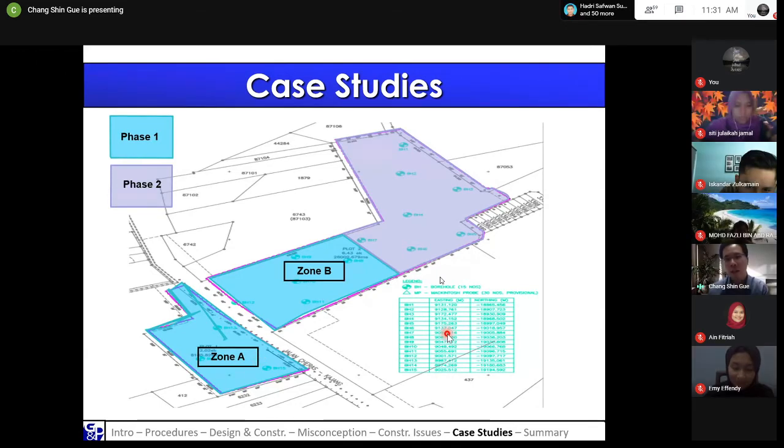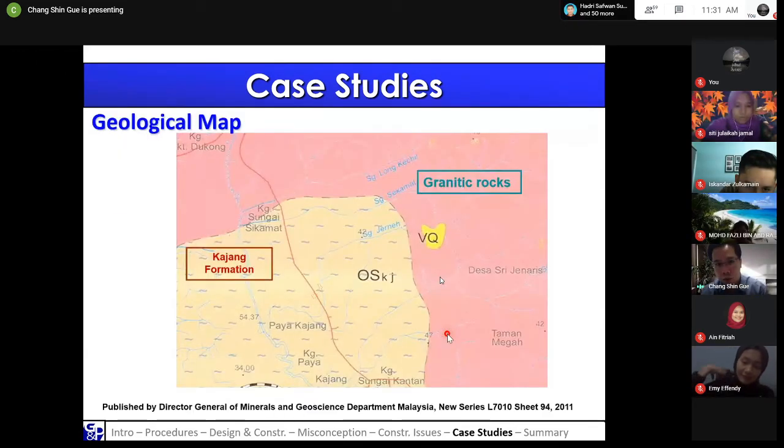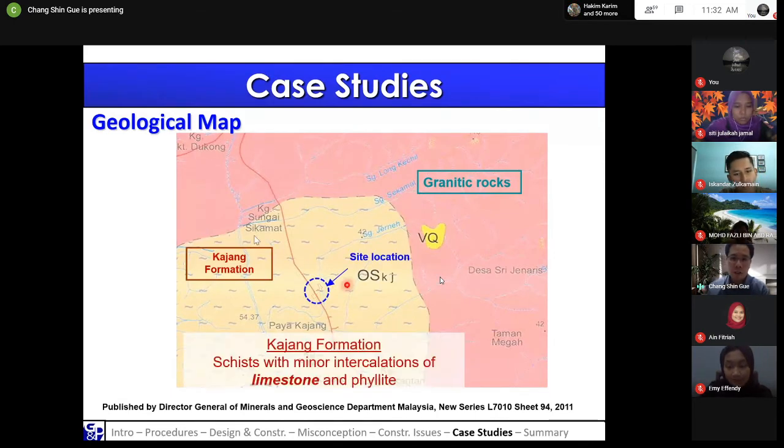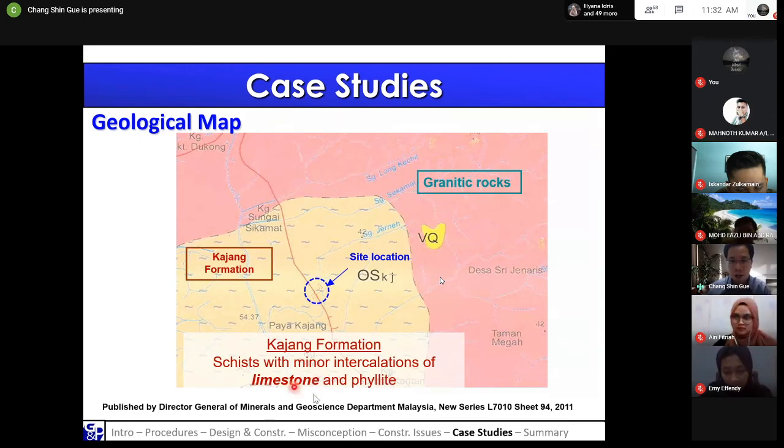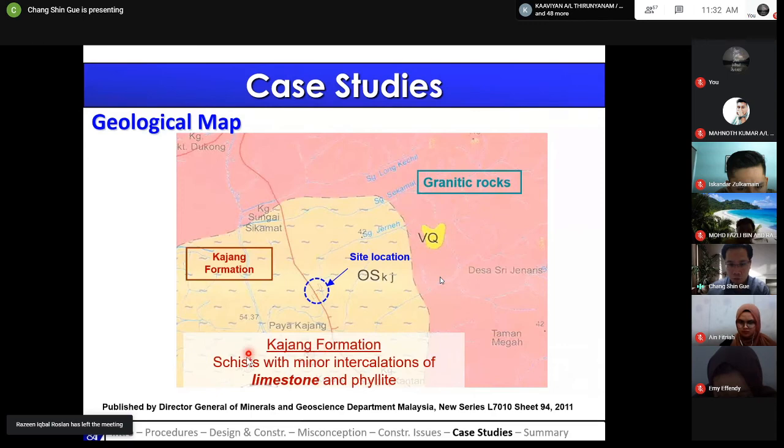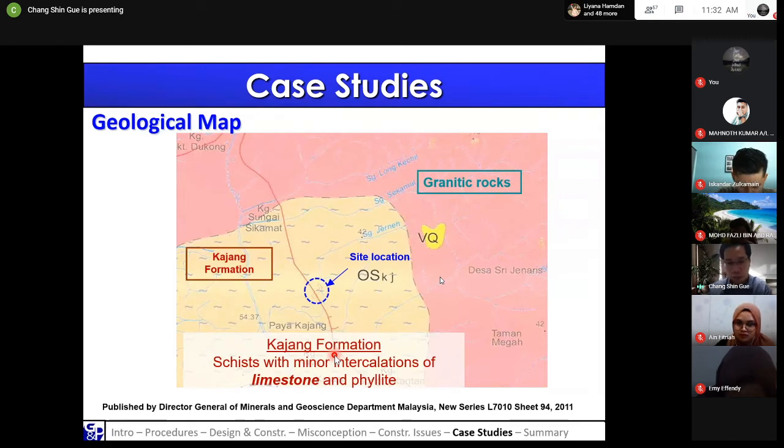Now when you have the site, you look into the geological map to see where your site is actually located. The site is located in what we call the Kajang Formation, which means formations with schists with minor intercalations of limestone and phyllite. What I want to highlight here is that the area has limestone. When we talk about limestone, we are concerned about cavities. So once you have limestone, you have to be alert to check for cavities.